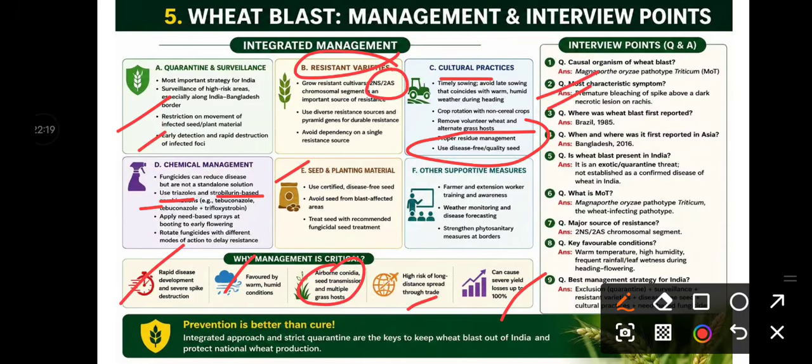Okay, so this is all about wheat blast. I think now it is clear to you all.